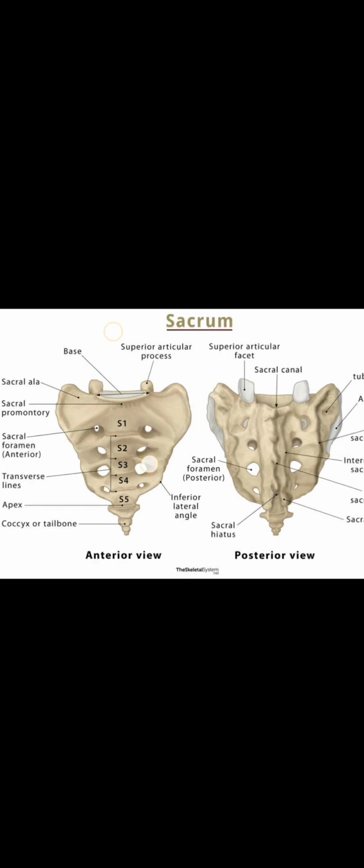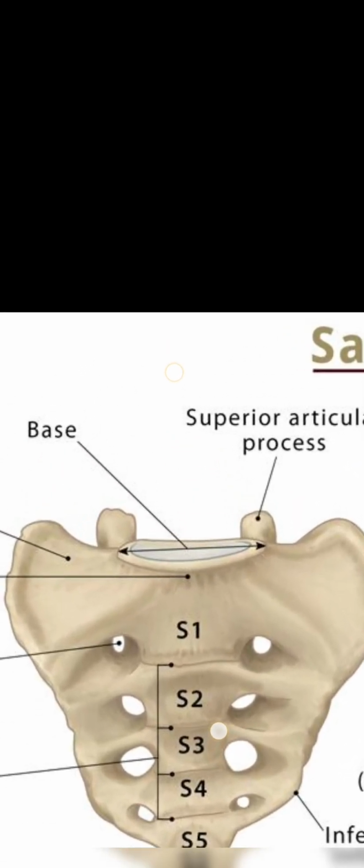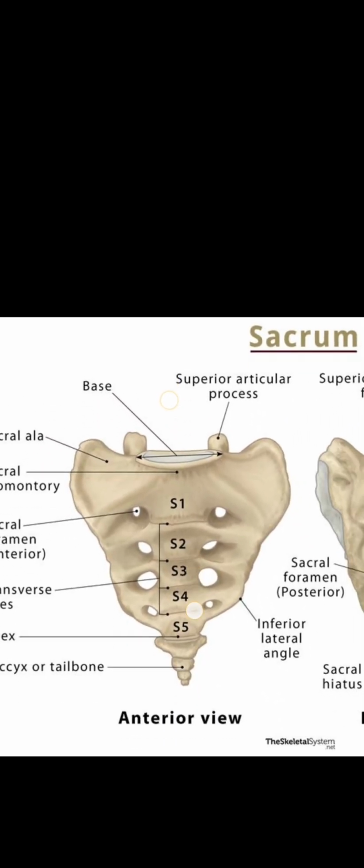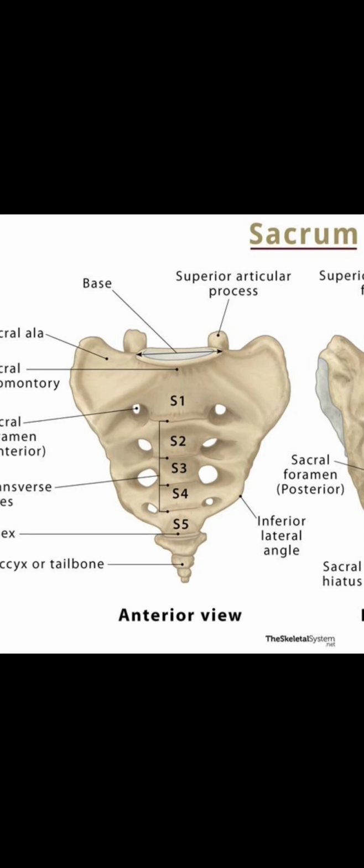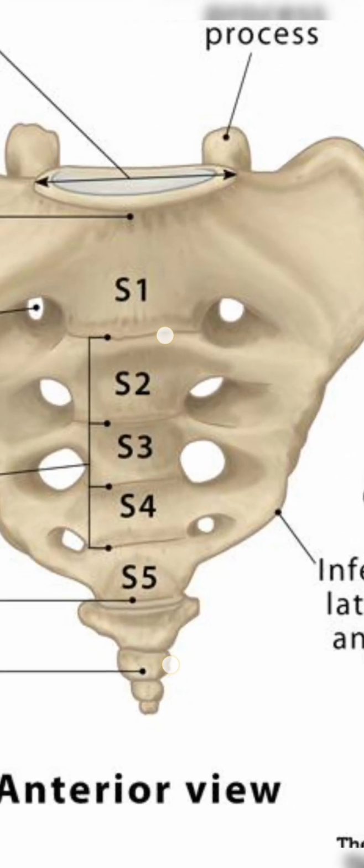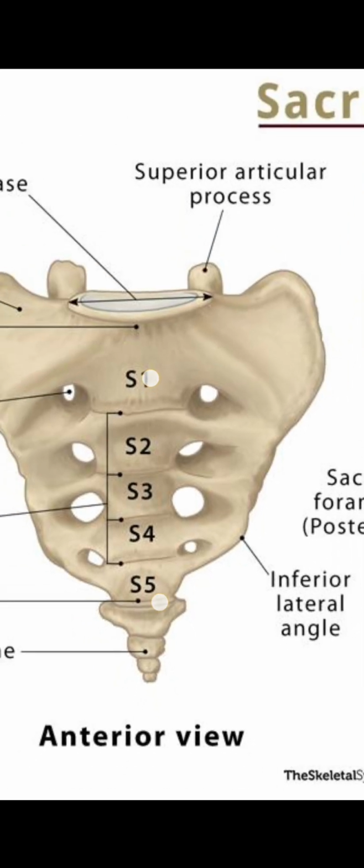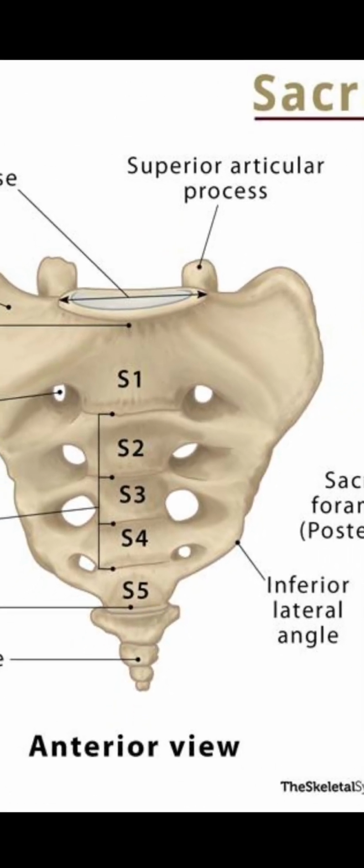Next, we are moving on to learn the other parts of the pelvic bone, the rest of the pelvic bones apart from the innominate bones, which are the sacrum and coccyx. The first is the sacrum. The sacrum is wedge shaped. We can clearly see it is a wedge shaped bone. It consists of 5 fused vertebrae, S1, S2, S3, S4, S5. These 5 fused vertebrae are there in the sacrum.